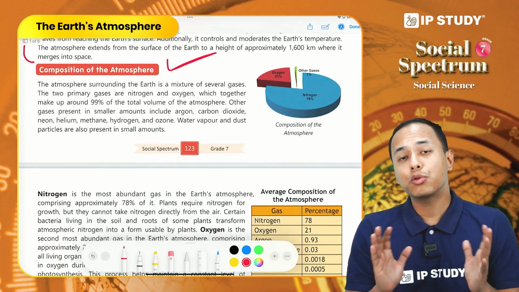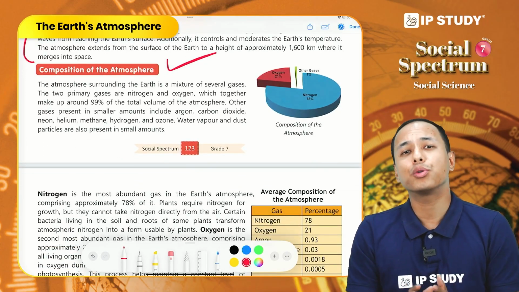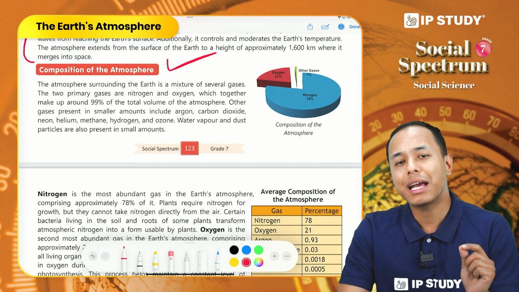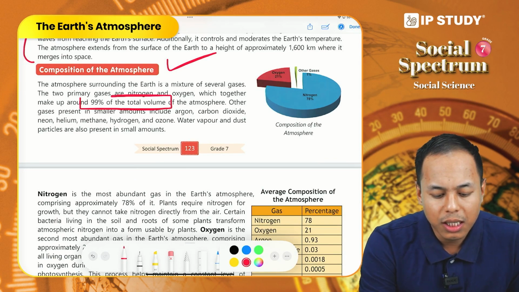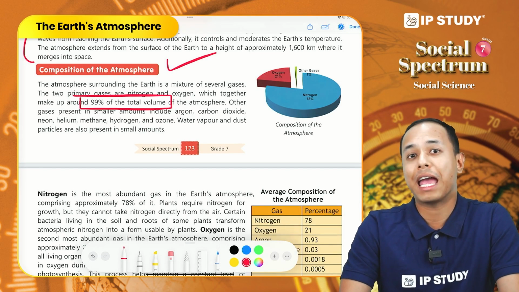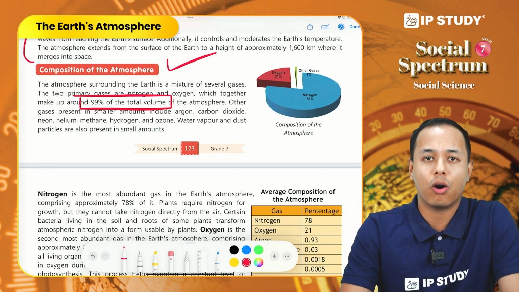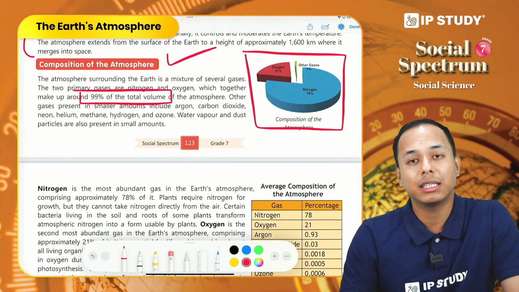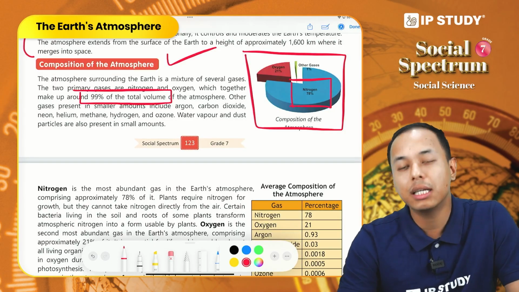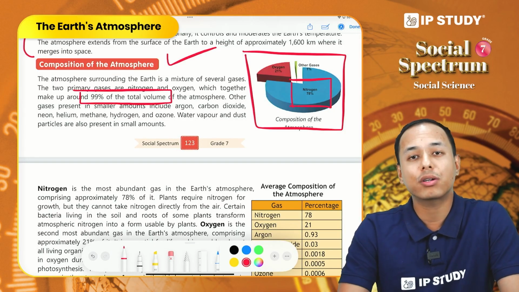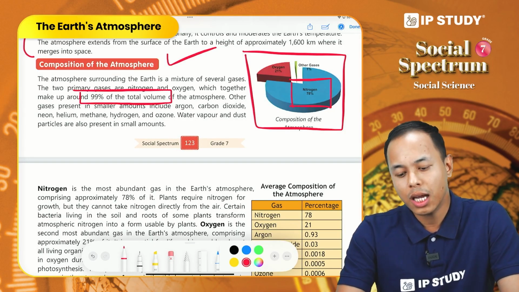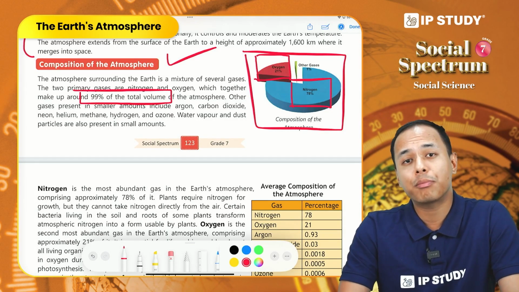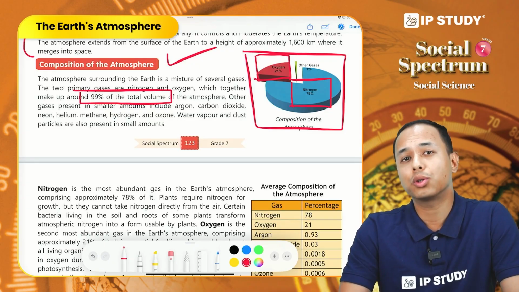So the atmosphere surrounding the earth is composed of several gases. However, there are two primary gases that comprise 99% of the total volume of the atmosphere, and these are nitrogen and oxygen. If we look at this diagram, we can see nitrogen is the most abundant gas and it comprises approximately 78%. On the other hand, oxygen is the second most abundant gas and it comprises 21% of the earth's total atmosphere.